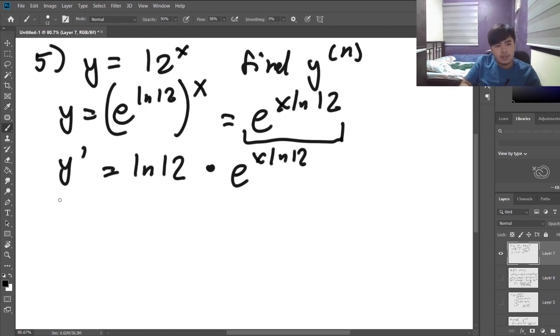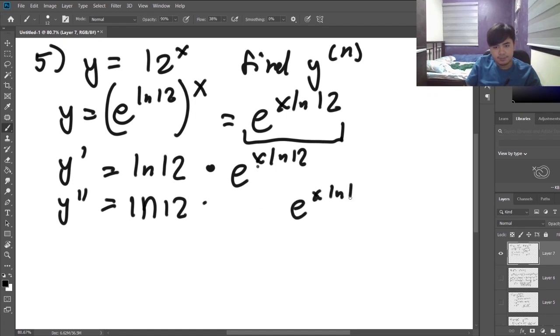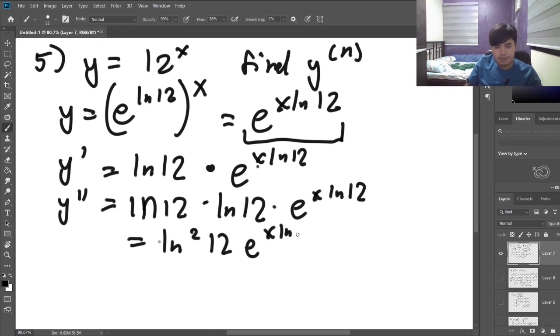So let's try finding the second derivative, to see if you can see a pattern. So ln 12 multiplied by e to the x ln 12, and then we multiply by ln 12 again here, since that is the derivative of the inside. So that's it. So this is ln squared of 12 e to the x ln 12.